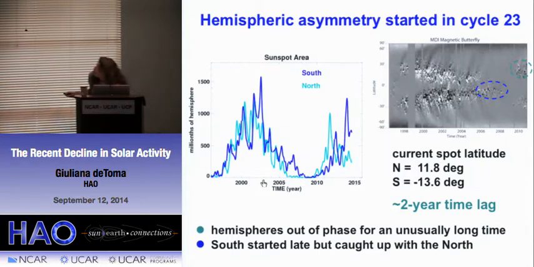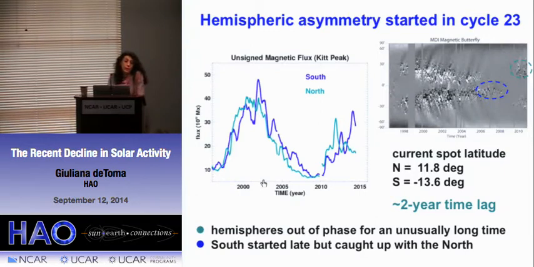However, if you look at the area under these curves, the north and the south have been about equally active at this point in time. So there is clearly a delay and a lag in the south, but so far we don't see significant changes in activity overall. There was a question on Wednesday whether sunspot area is a good indicator for this asymmetry between north and south. This is the same plot for magnetic flux, and it basically shows the same picture. So yes, sunspot area is indeed a pretty good indicator for that, because we see the same changes in magnetic flux.